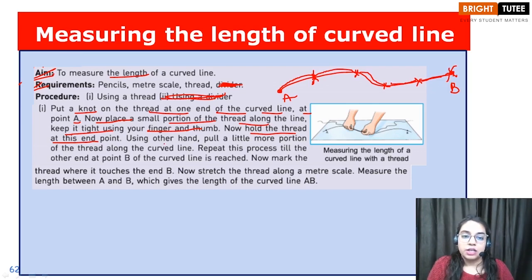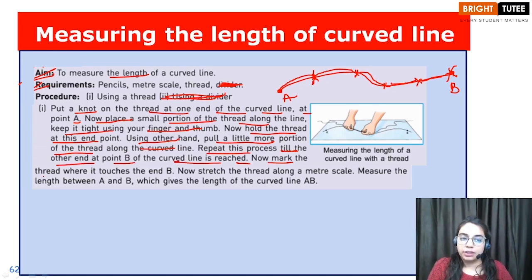Okay children, now using the other hand, pull a little more portion of the thread along the curved line. Repeat this process till the other point B of the curved line is reached. Now mark the thread where it touches the end B. Now we will mark both the points where we started and where we have ended.